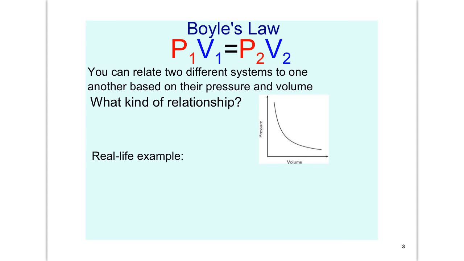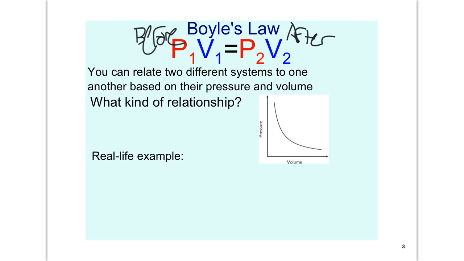And so for Boyle's law, we can come up with this equation: P1V1 is equal to P2V2. I almost just look at this as pressure times volume before is equal to pressure times volume after.